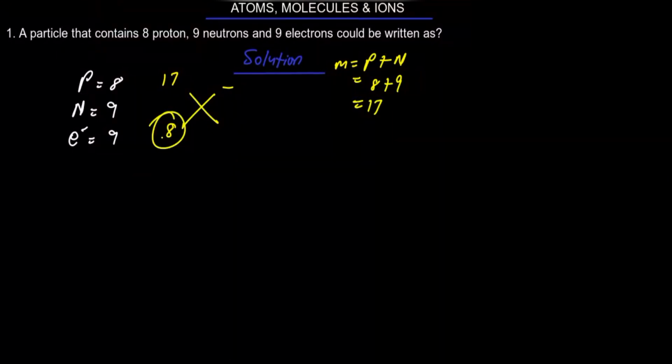Let's go. If you look at it from here, your proton is 8. And your electron is what? Remember, 8 minus means gain. And that's 9, which makes sense with the number of electrons. And this is how you can represent the particle. Okay, next question.